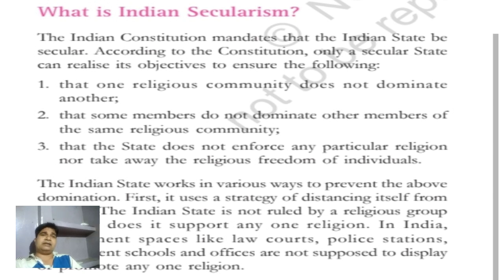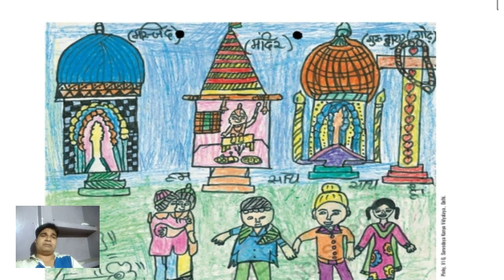Third, that the state does not enforce any particular religion nor take away the religious freedom of individuals. That means government has no right to take the religious freedom of any individual. Also, in government departments like courts, police stations, government schools, government offices, they are not supposed to display or promote any religion. So this is about the religious freedom in our country.